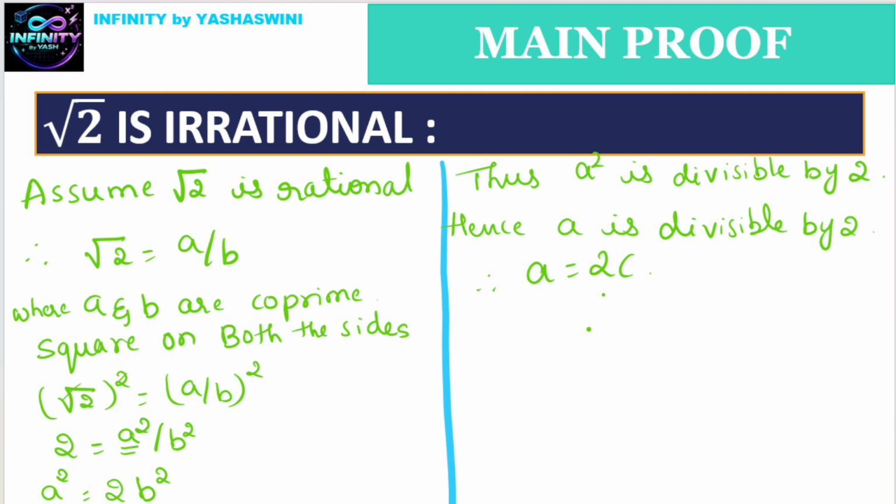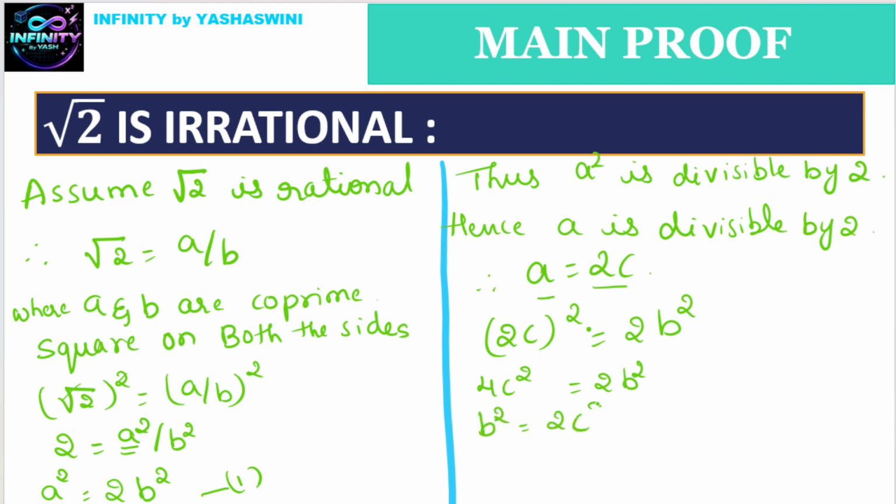Now, substitute 2c in place of a here, in equation 1, that is 2c whole square is equal to 2b square. Now 2c whole square is 4c square, which is equal to 2b square. Now b square is equal to 2c square, right? Therefore, b is also divisible by 2. If both a and b are divisible by 2, then they are not co-prime numbers. Contradiction, right? Therefore, our assumption is wrong, hence root 2 is irrational.